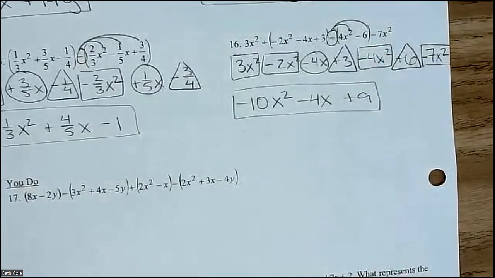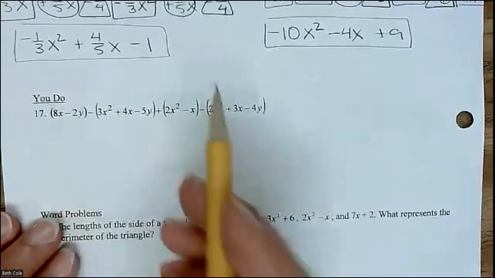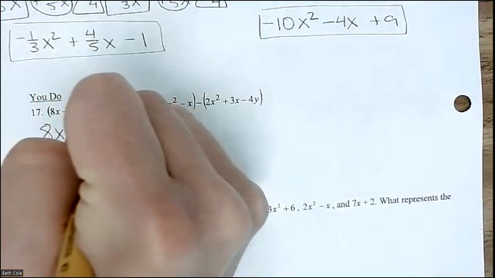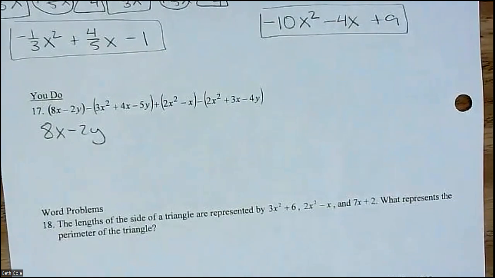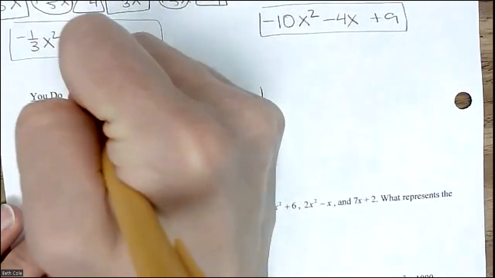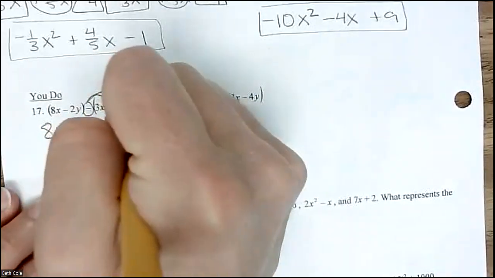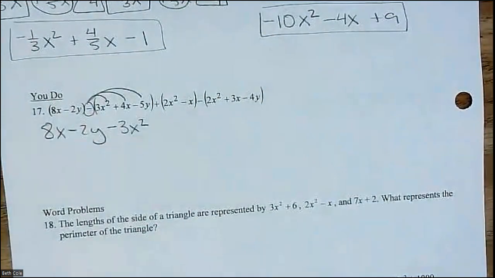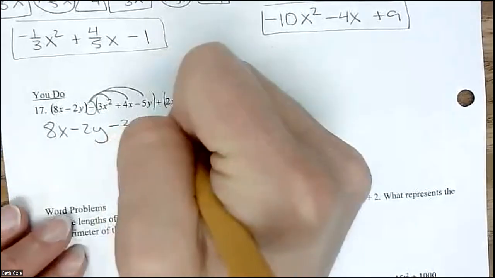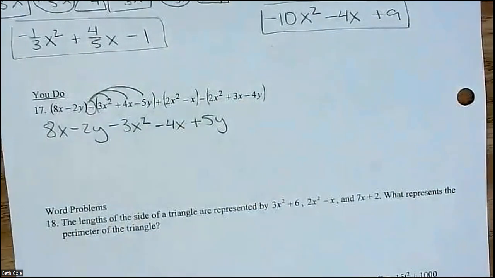I'm going to do the first step of this one with you because it's kind of long. Just write down this first part, 8x minus 2y. Now, what are we going to do with this negative? Good. Everything that's in the parentheses is going to be opposite. So it will be -3x squared, and then what? -4x, good, plus 5y. Everything's just opposite.